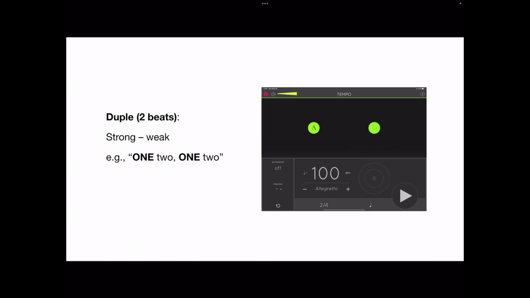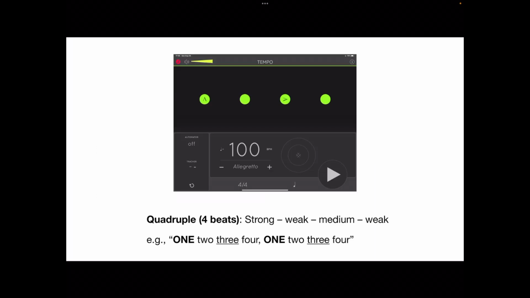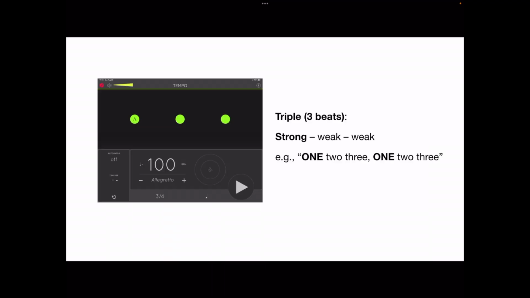So let's look at this duple meter. A duple meter means there are 2 beats in a group, and basically you're going to have 1, 2, 1, 2. And then next, we have triple meter. In this case, we have the strong beat, and then the weak beat, and then another weak beat. So triple meter means there are 3 beats in a group, and we're going to count 1, 2, 3, 1, 2, 3.